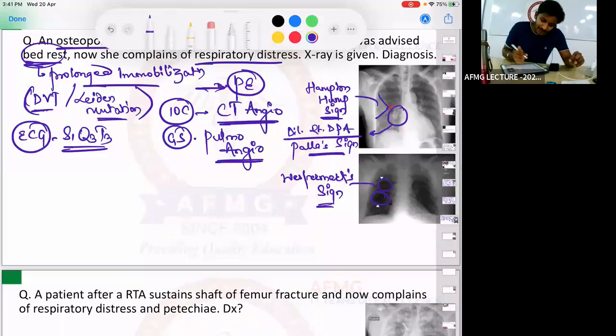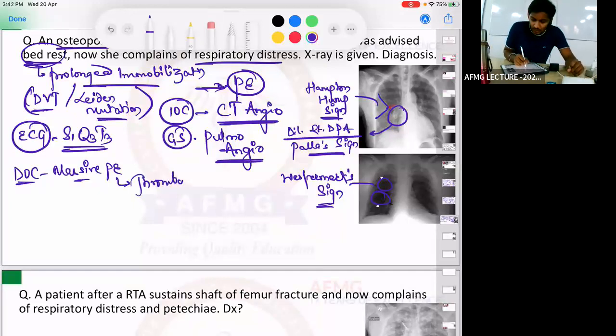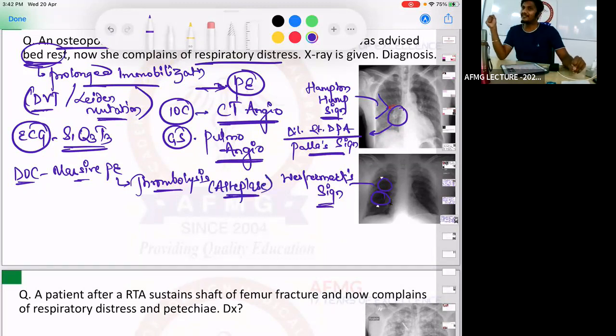Now, if a case of massive pulmonary embolism comes to you, please tell me the drug of choice or treatment of choice in case of massive pulmonary embolism. We will give thrombolysis. Which drug is preferred? Alteplase. It is a recombinant tissue plasminogen activator, recombinant TPA. So, massive pulmonary embolism, treatment of choice?